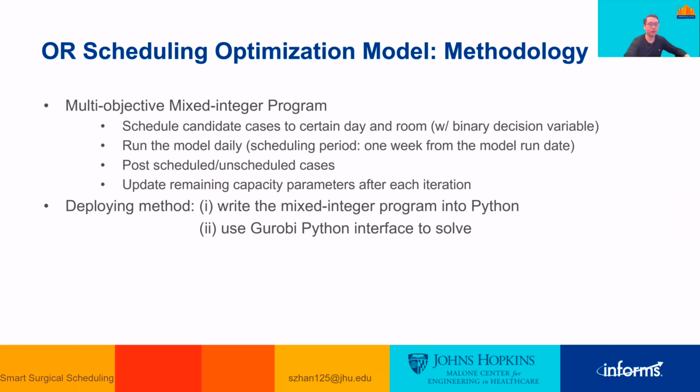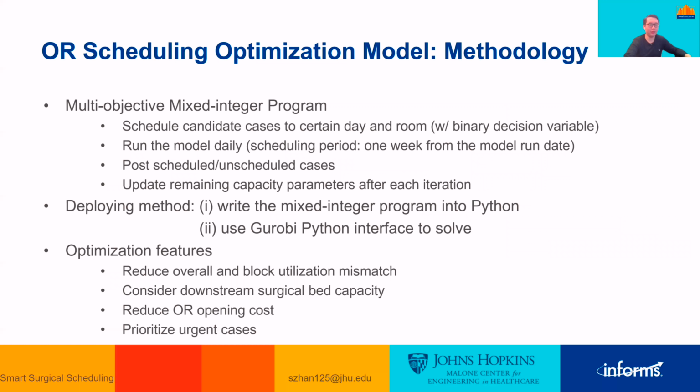After each iteration, some cases are scheduled and some are not. Scheduled cases are posted and removed from the candidate case list, while the unscheduled ones remain for the next iteration. Also, the remaining capacity parameters are updated based on the scheduled case volume. The model is written in Python, and we use the Gurobi Python interface to solve.